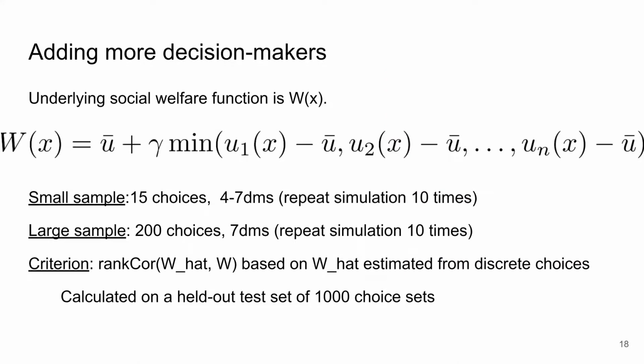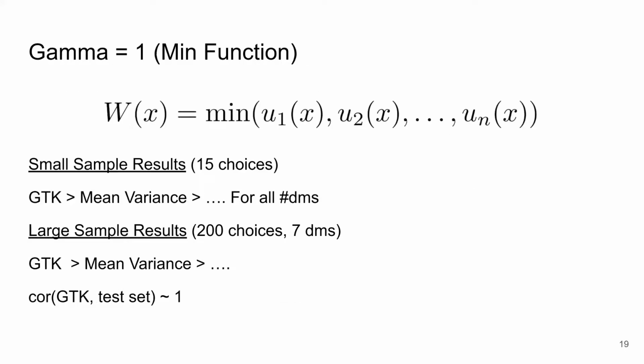As we add more decision makers, we can see what happens. For the small sample simulations, we'll have 15 choices and 4 to 7 decision makers repeated 10 times. For the large sample, we'll have 200 choices with 7 decision makers. And our criterion is the rank correlation between the fitted social welfare function and the true social welfare function on 1,000 choice sets that were held out.